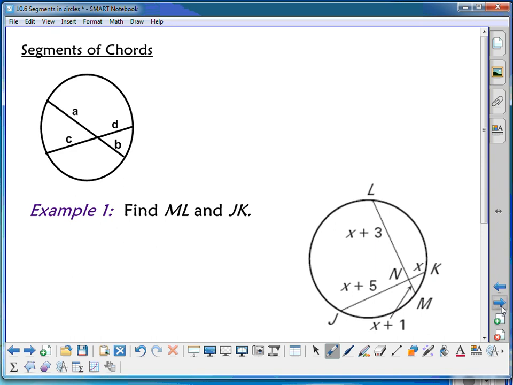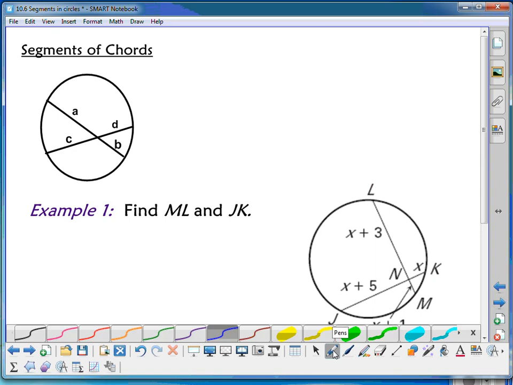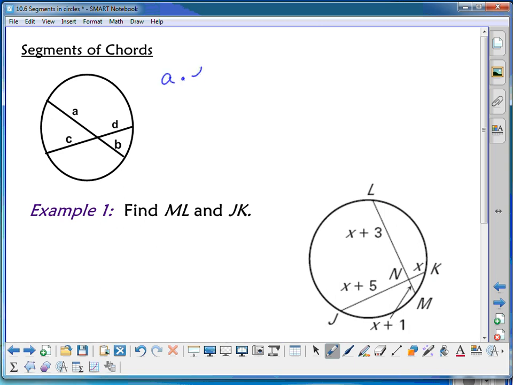So first of all, we'll talk about segments of chords. If I have two chords that intersect within a circle, then if you multiply their lengths together, you're going to end up with equal products. So in my picture here, if I take A times B, the two pieces that chord is cut into, it's going to equal the product of the other two pieces, C times D.